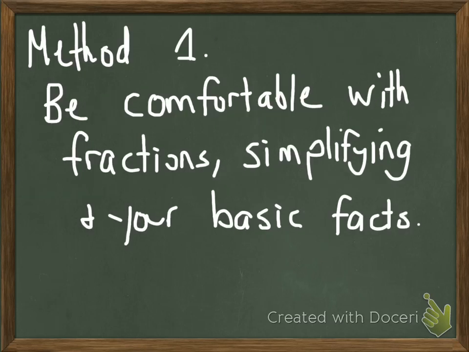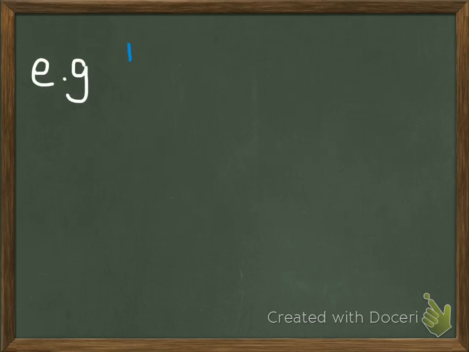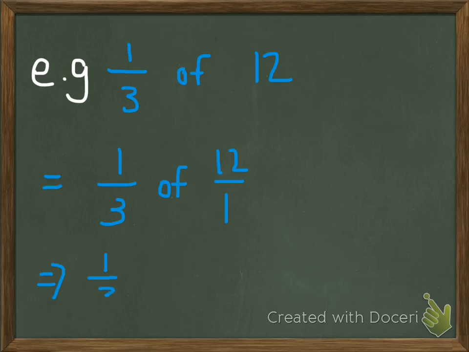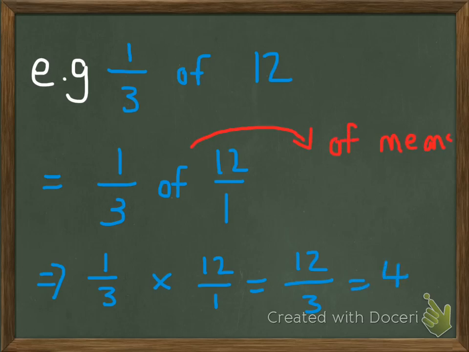If you want to multiply the fractions, well, it's always good to be comfortable with fractions. You need to be familiar with simplifying fractions and of course know your basic facts. So if we were to look at an example, here's 1/3 of 12. Well, if we're multiplying fractions, we would know that 1/3 of 12 is the same as saying 1/3 times 12 over 1. And that equals 12 over 3 equals 4. Now remember in maths, of means multiply, so that's always a good rule to remember.